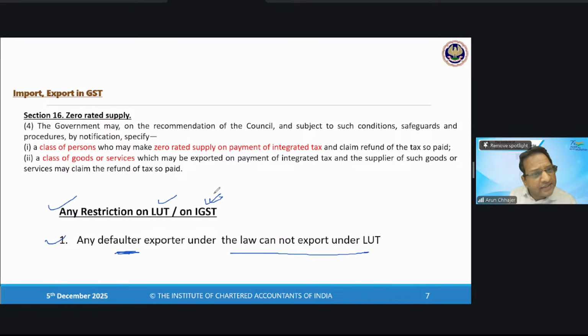Now, my question is, do you know any other such restriction which talks about that some class of the person, some class of the goods cannot be exported by this route or by this route?